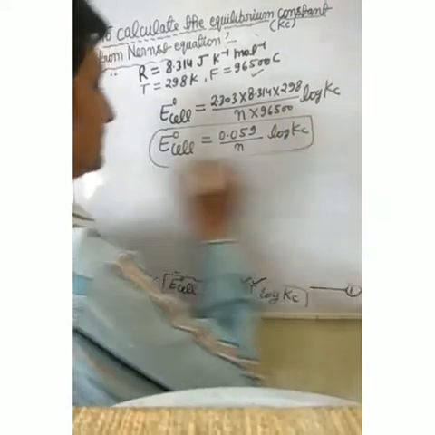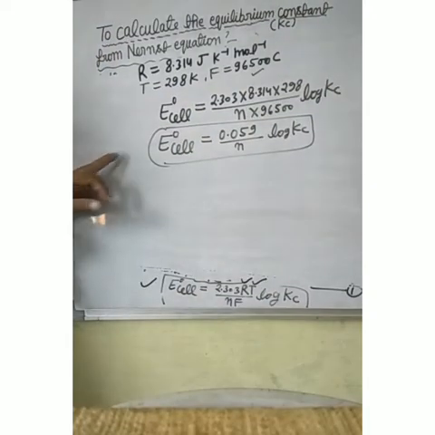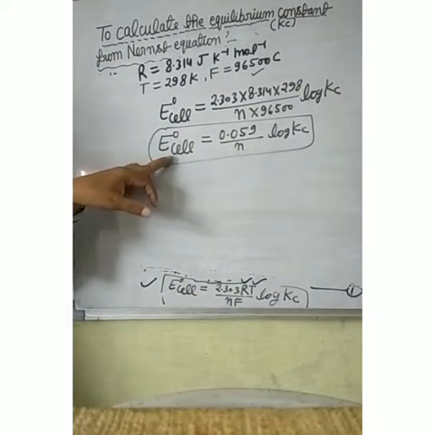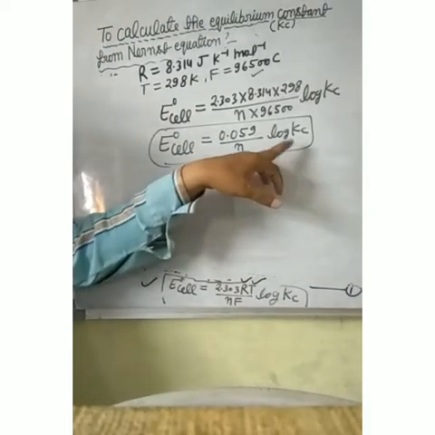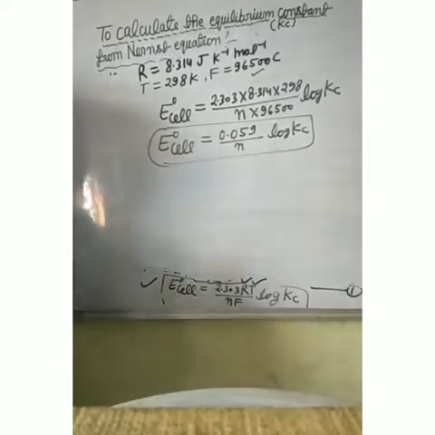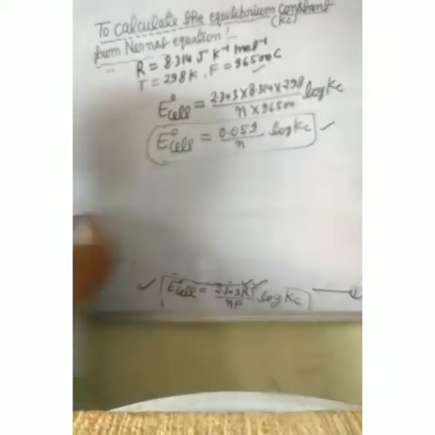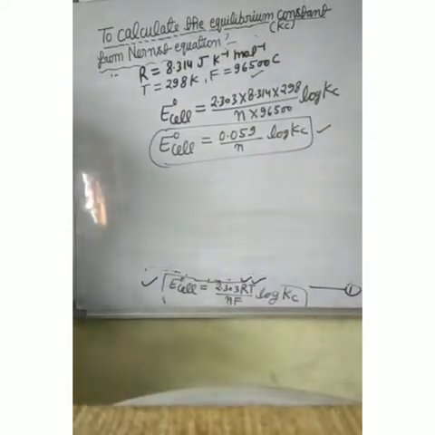So dear students, this is the important relation. You have to prepare this relation: E naught cell is equal to 0.059 upon n log Kc. Now I am telling you the first numerical related to this formula. The question is to calculate the equilibrium constant for the reaction.